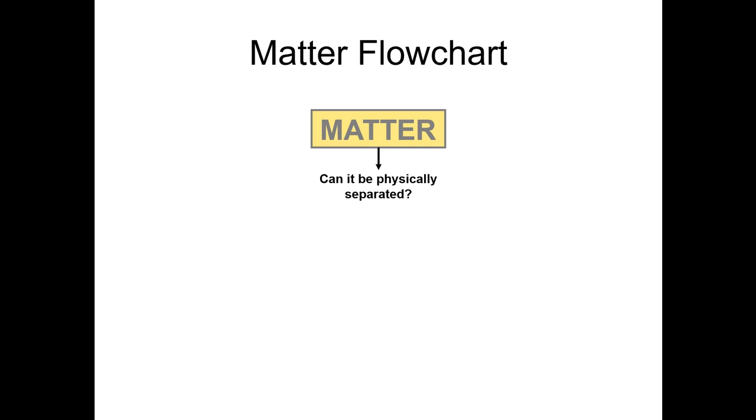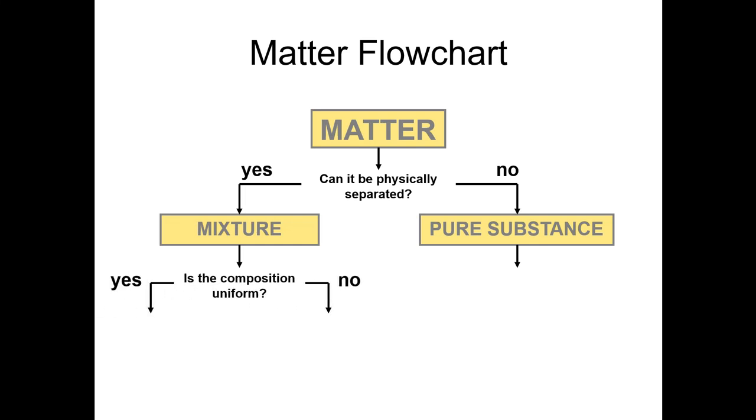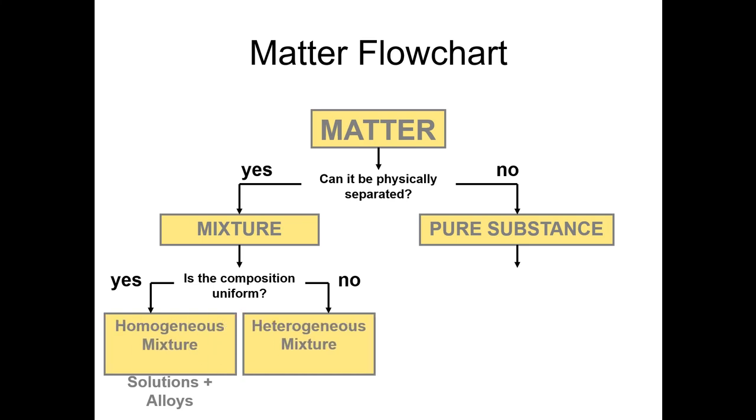The matter flow chart, very important page. See matter: can it be physically separated? If yes, it's a mixture. If no, it's a pure substance. For a mixture, is the composition uniform? If yes, it's a homogeneous mixture, such as solutions and alloys. If no, it's a heterogeneous mixture.